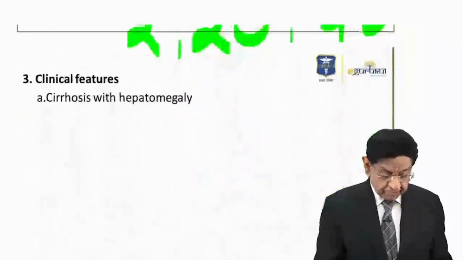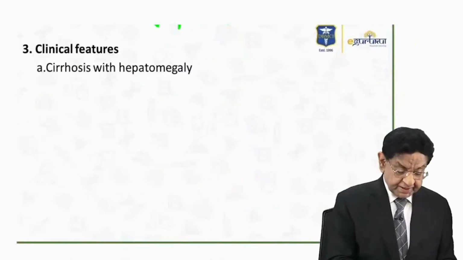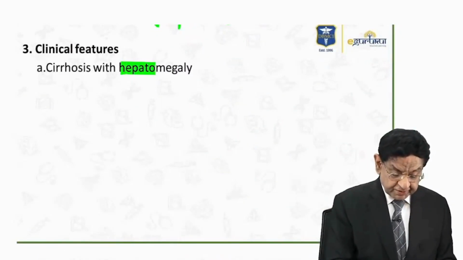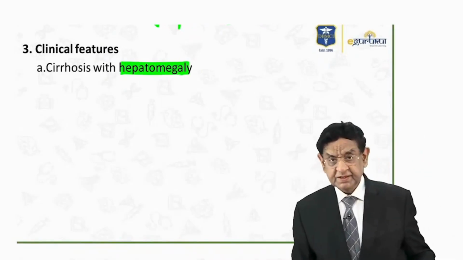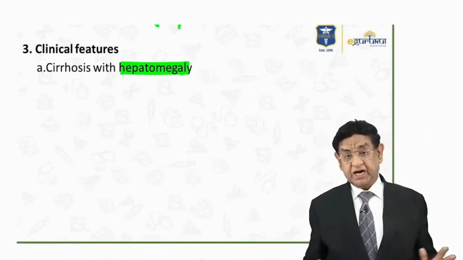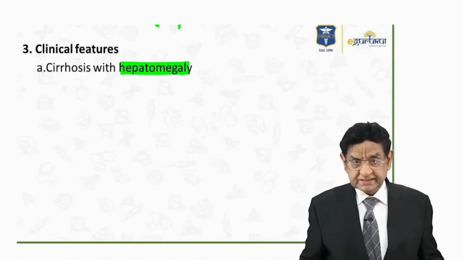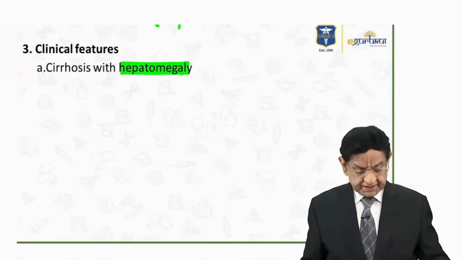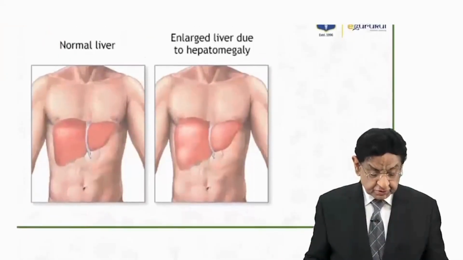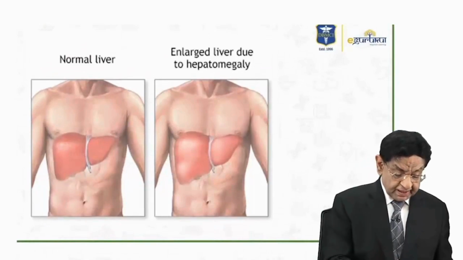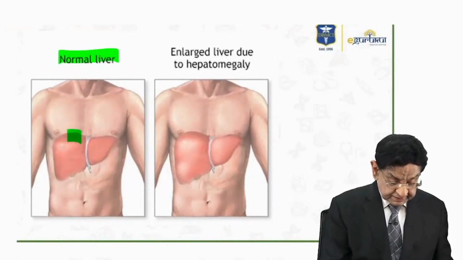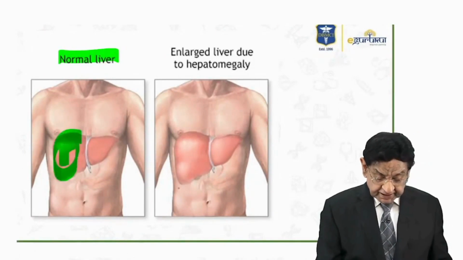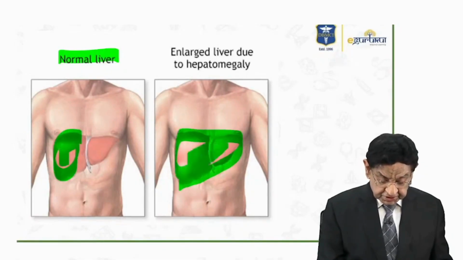So now how does the patient come to us? Patient may come with cirrhosis with hepatomegaly. Patient may even have an enlarged liver. Normally in some causes of cirrhosis, the liver may shrink also, but here it may be hepatomegaly. So you can see the normal liver size, but here the liver is enlarged. You can very well compare the two figures.